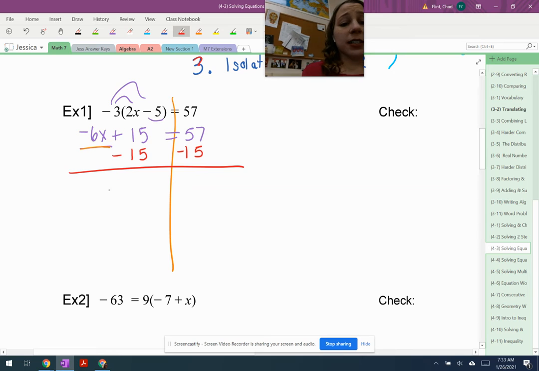My -6x gets to carry down because that's not doing anything with that, right? -15 and -6x are not like terms, so I can't combine those. Equals, sorry, I skipped this, positive 15 minus 15, those cancel out to be 0. -6x plus 0 is just -6x, right? That's the whole point of using those inverse operations to get those pieces to cancel out on that side. So 57 minus 15, and again, use your calculator, guys. That's 42.